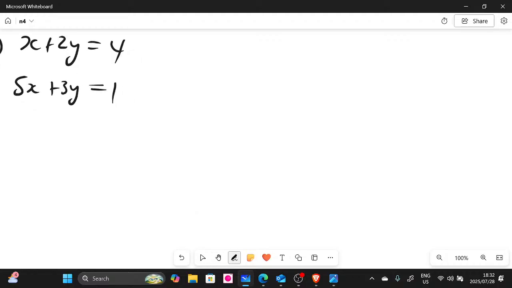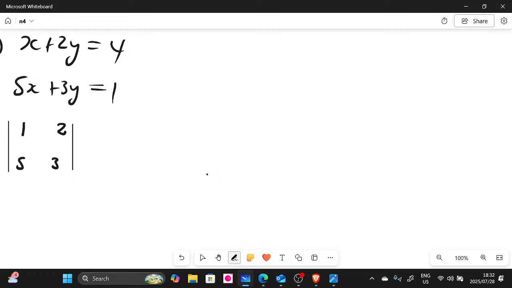So the question here says determine x and y, right? Again, you have to create the matrices here. So this one is simple. It's 2 by 2, 2 rows and 2 columns. So just like the first one, your first column is going to be the coefficients of x, so it's going to be 1 and 5. There we go. And then the second column is going to be the coefficients of y, which is going to be 2 and 3. There we go.